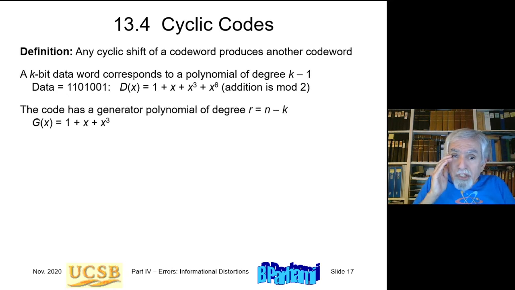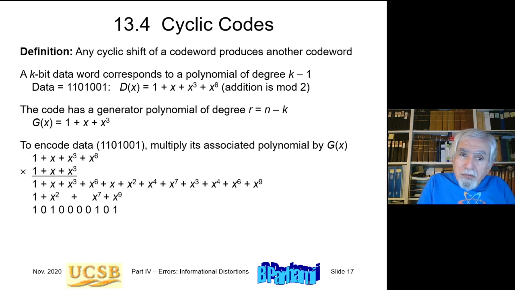So a data word is represented by a polynomial. And the code has a generator polynomial of degree r. So here's an example of a generator polynomial, 1 plus x cubed. Okay, r is equal to 3 in this example. And then encoding is done by multiplying the data polynomial by the generator polynomial. So this is the data polynomial. This is the generator polynomial.